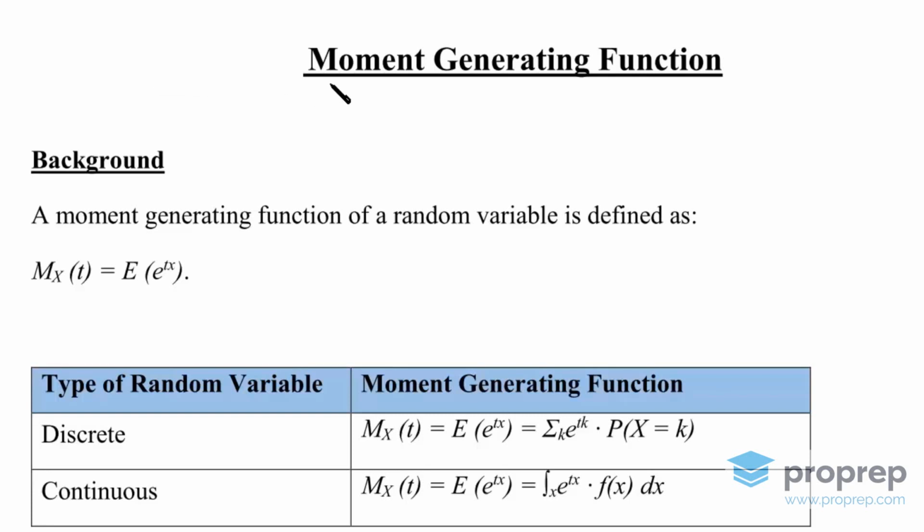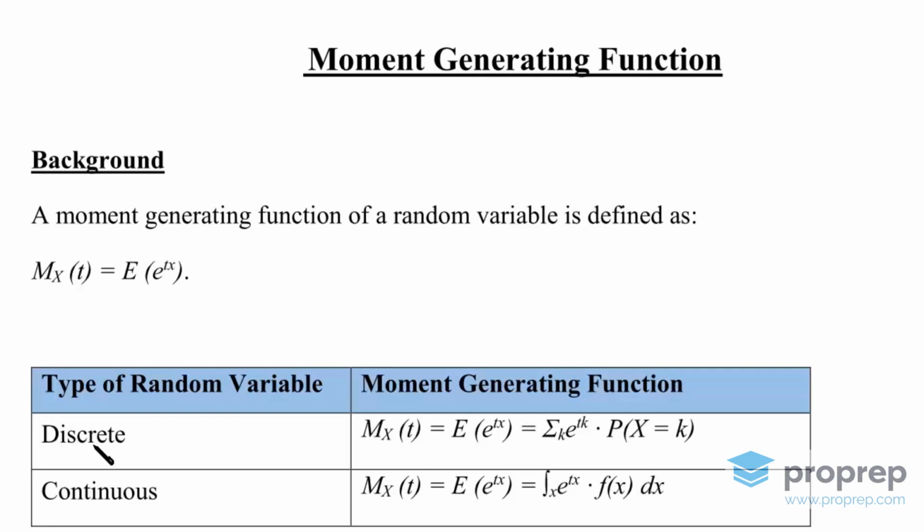In this chapter, we'll be talking about moment-generating functions. Now, a moment-generating function of a random variable is defined as the following. That's M sub X of t. Well, that's the moment-generating function of a random variable X. That equals the expectation of e to the power of t times X.